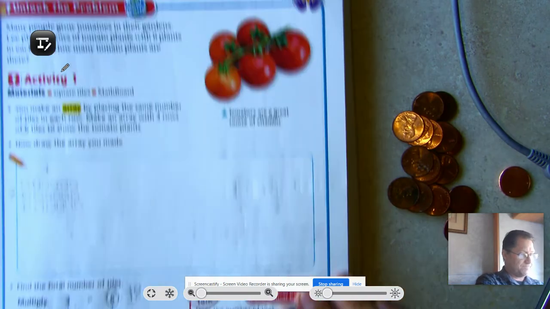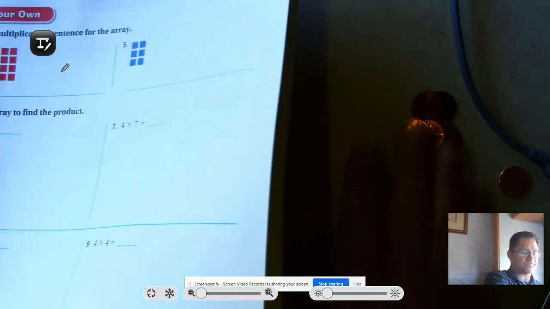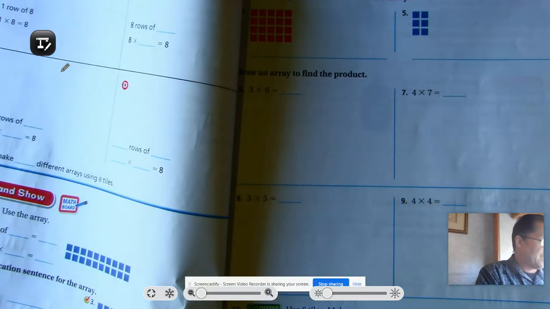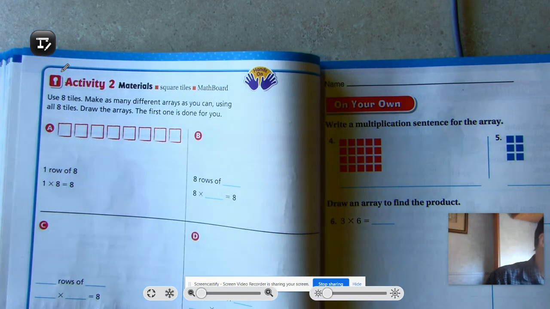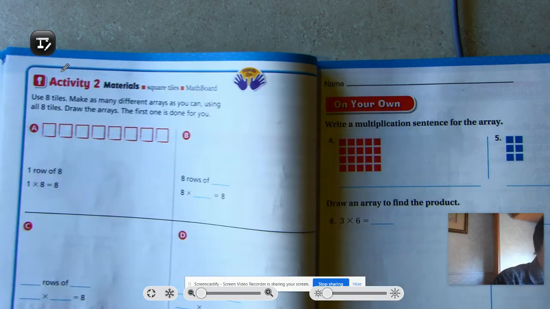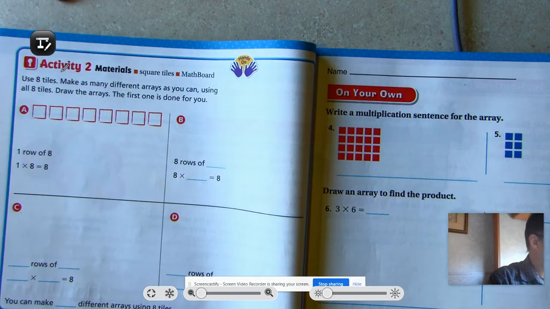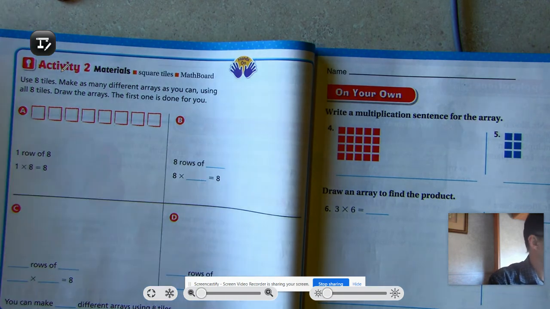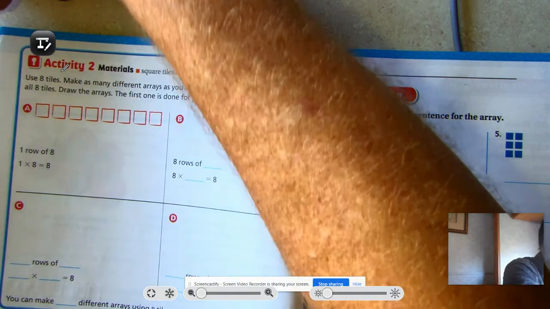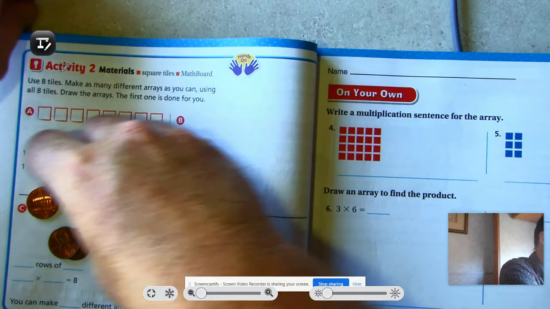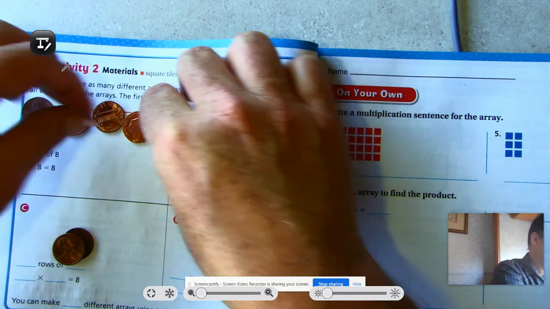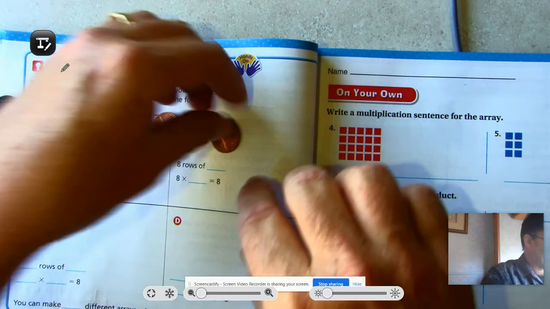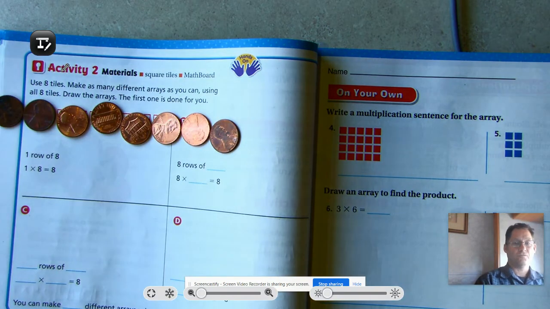Let's go on to our next problem, page 120. In this one it says use 8 tiles or 8 counters and make as many different arrays as you can using all 8 tiles. So find 8 counters. Here's my 8. The first one was done for you. They made 1 row of 8.